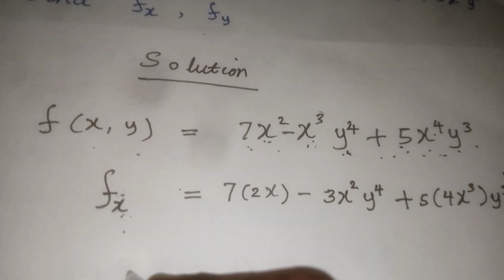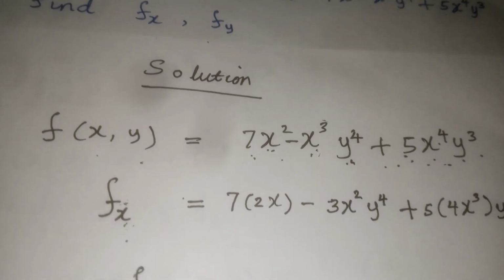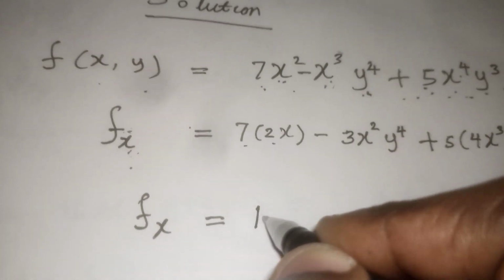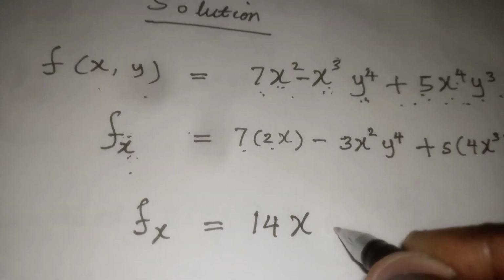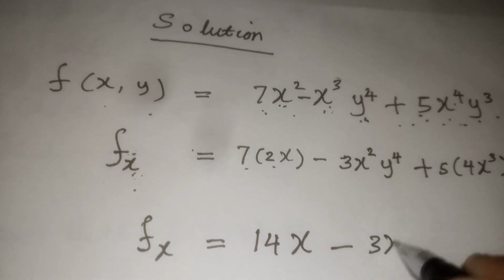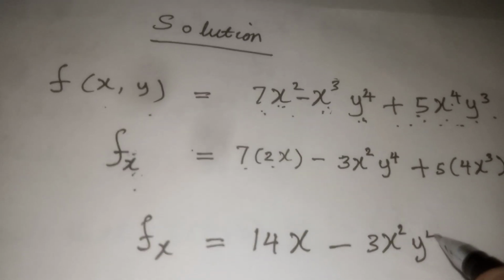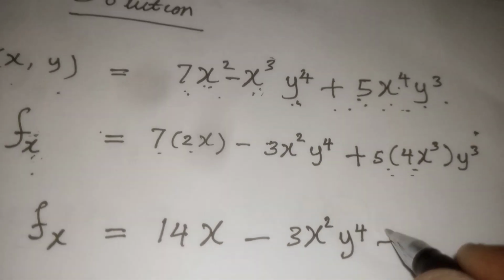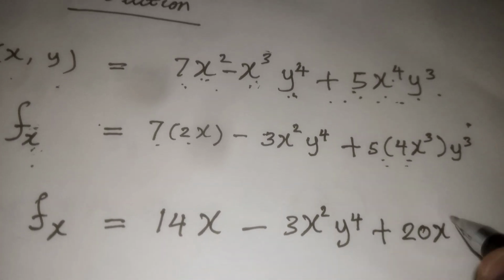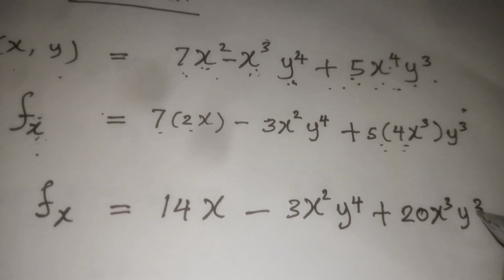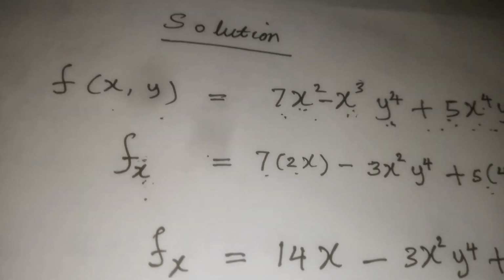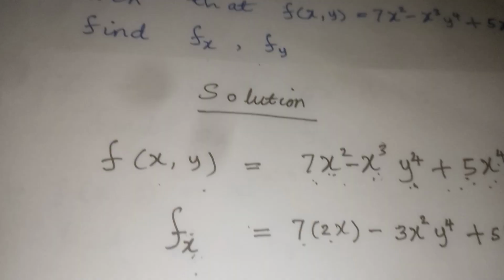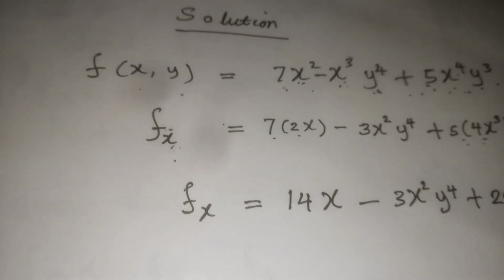Now if we simplify, we get fx equals 7 times 2, which is 14x, minus 3x squared y power 4, plus 4 times 5, which is 20x cubed y power 3. Now let us proceed to find fy.